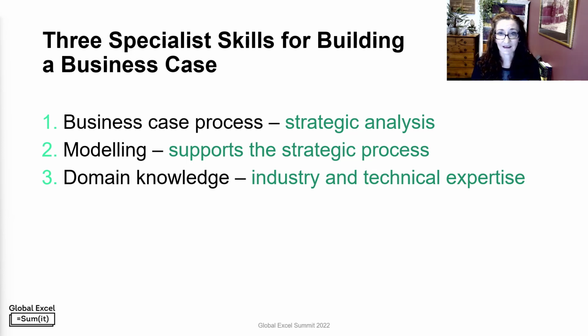Number two is the modeling knowledge, of course. So it's being able to put together a financial model that supports that strategic process, and it needs to be very clearly aligned to each of the components of the strategic analysis in the business case document. And lastly is the domain knowledge, so the industry and the technical expertise, and you'll usually find that within the organisation.